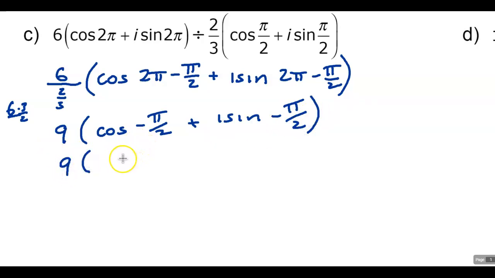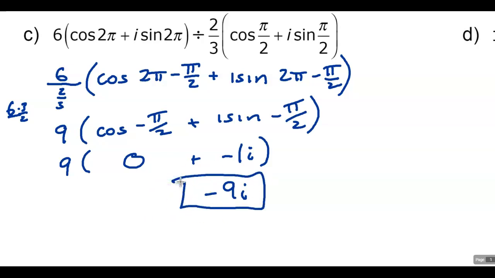And that would be unit circle time, 0, and -1i. So we have, of course, 0. We multiply here, and we have -9i as our final answer. Again, if you want to put the 0 minus negative 9i, you can, but this is fine just as is.